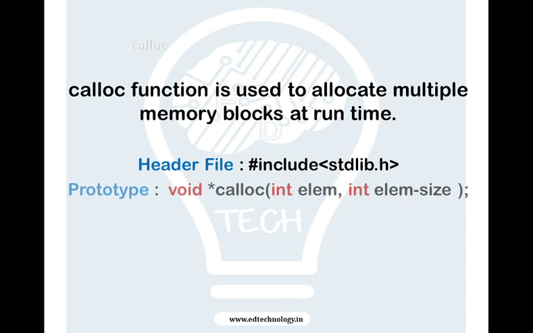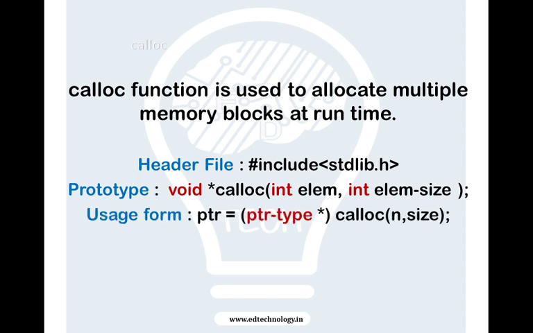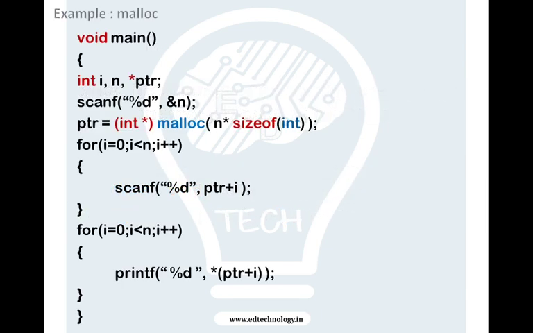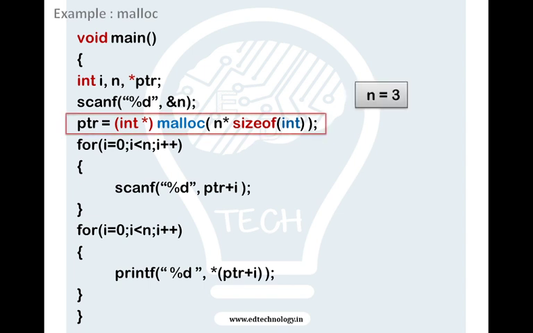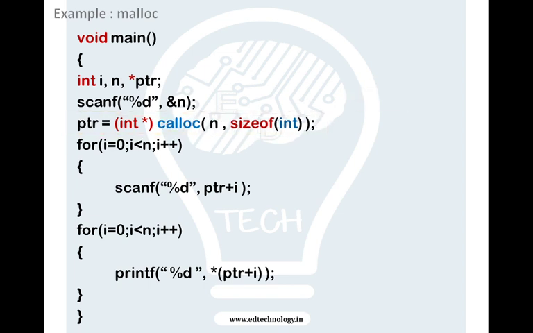This is the prototype, different from the malloc. In malloc we were only defining the size. Here you are defining the element size and the number of elements both. Only the syntax of usage differs. Otherwise, here also ptr is equal to ptr type star into the calloc, and we have seen a simple example of replacing malloc with the calloc also, right? So this is how it will look. So that is it for the introduction of dynamic memory allocation.